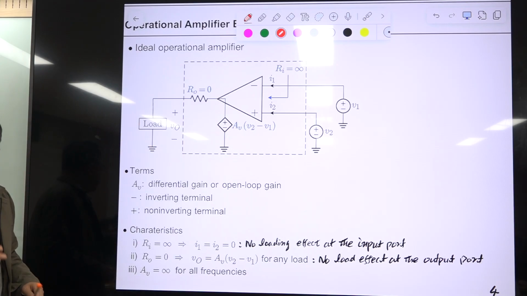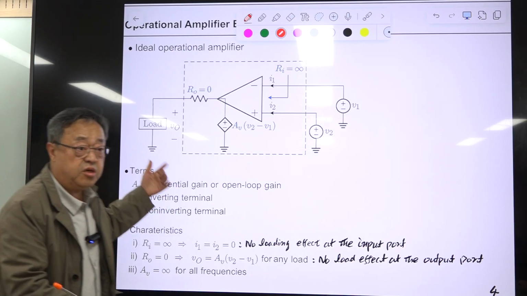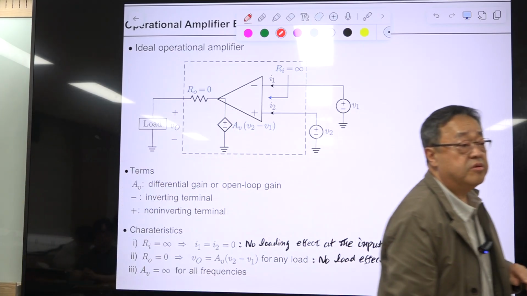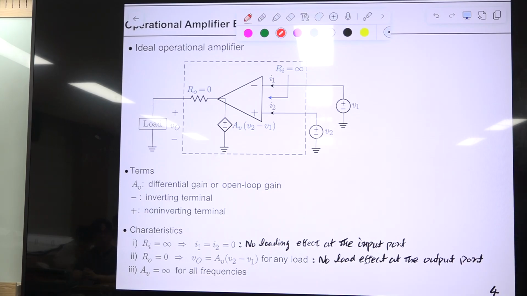It's some imaginary device. But this situation is very different from the ideal transformer case. Okay? There is no device similar to the ideal transformer. Okay? But practical OPM is very similar in its application situation to the ideal OPM. Okay? That is the very, very big difference between ideal transformer and ideal OPM. Okay?